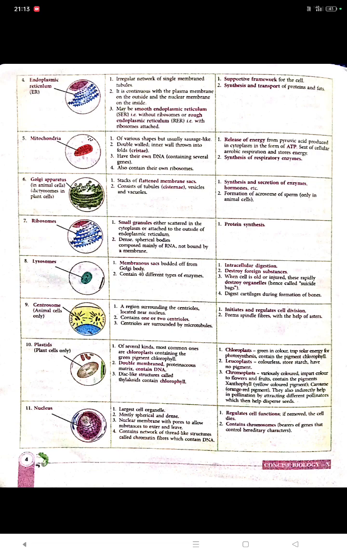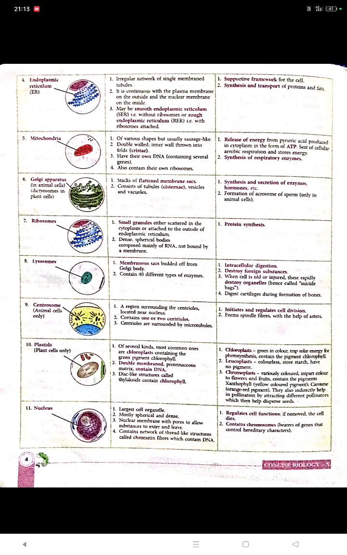My God, 40 types. Okay, the functions are intracellular digestion. Digestion takes place in the lysosome, and it destroys foreign substances. It will destroy the other substances present in the cell and destroy organelles.